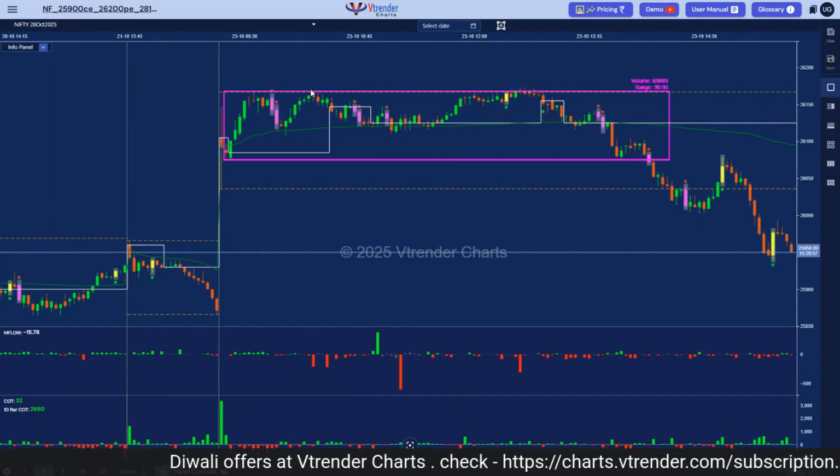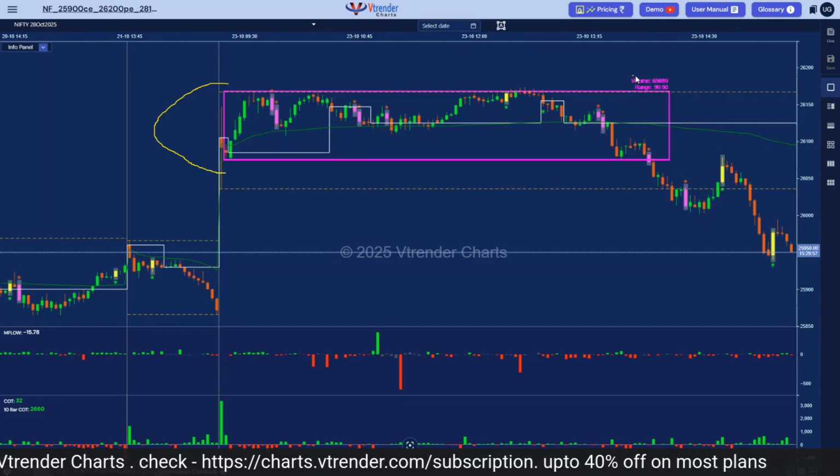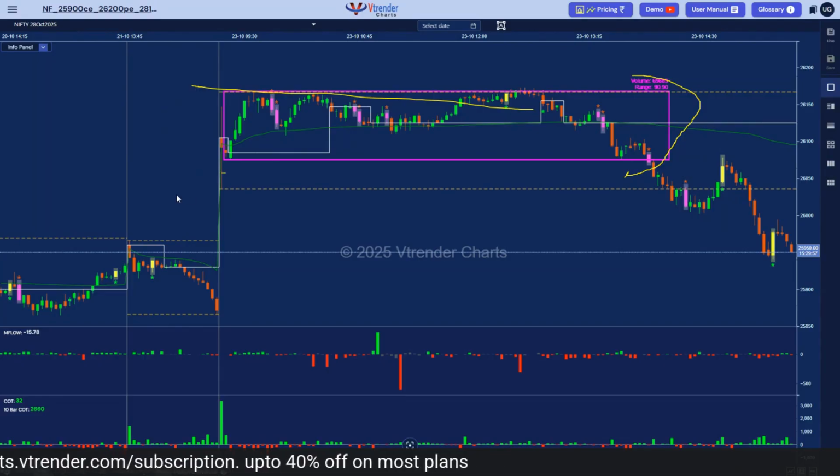So what did we do today? We already discussed how we had an open auction out of range, and the open auction out of range most likely gives way to a narrow range balance in the first half of the day.